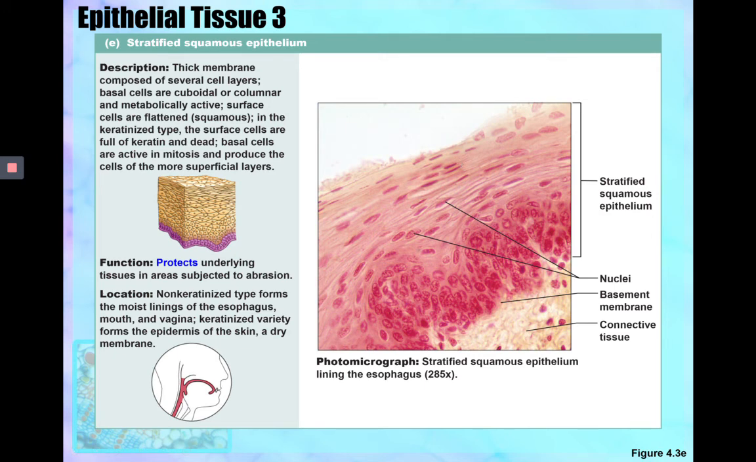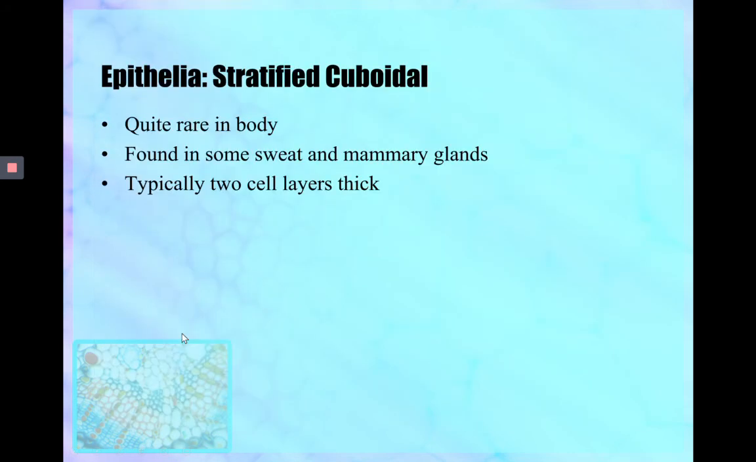Other areas where you'd be able to find stratified squamous epithelium are not only in the mouth or on your skin, but in the vagina and also lining the first part of your esophagus. So mouth, lining the first part of your esophagus before you get past your larynx. And then, of course, on your skin, so the epidermis.